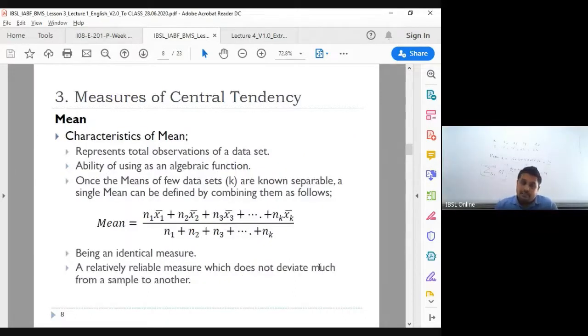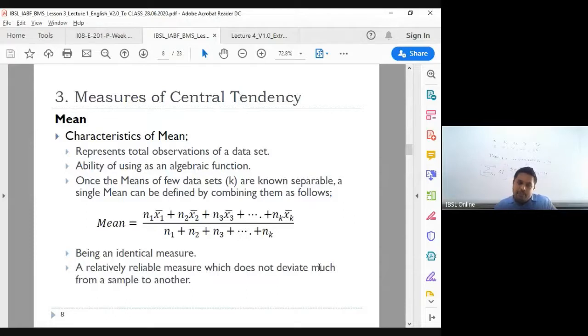These are the characteristics of the mean. It represents total observations of a data set. What do you mean by that? Now, to calculate mean, do I have to take only few values and consider few values? No. You will have to get the total set of observations in a data set. If it is a sample, entire data points in the sample, entire 5 data. Within the population of 50, the entire 50 data points could be considered to get the mean value.